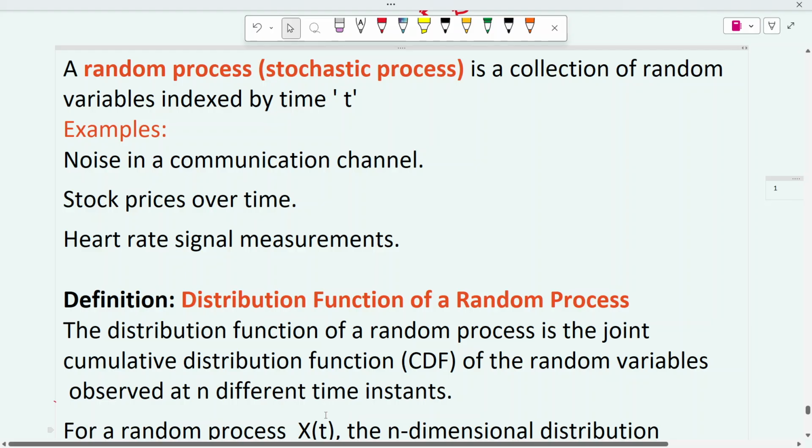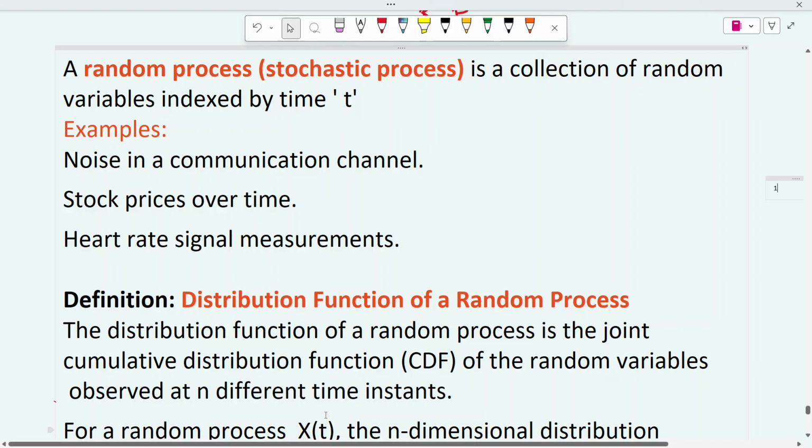So in this video we will see the distribution function and density function of a random process. In the last class we have seen what is a random process and its classification, and what is a deterministic random process and non-deterministic random process. In this we will see how to define the distribution function and density function, and they are very useful in defining the stationarity of a random process.